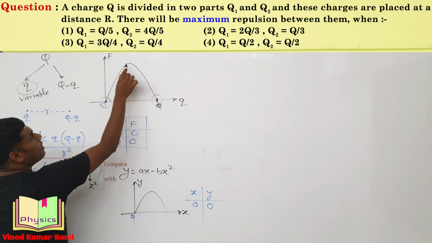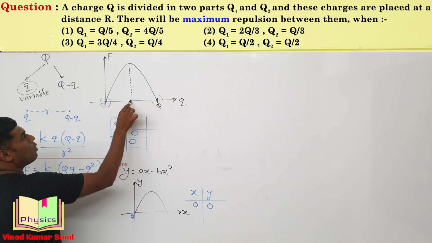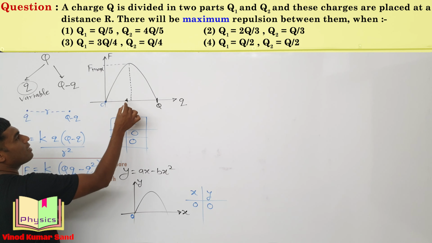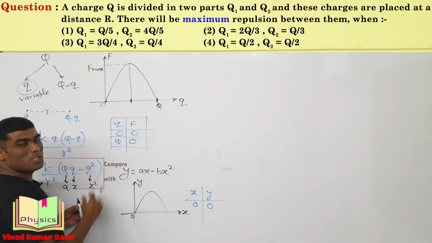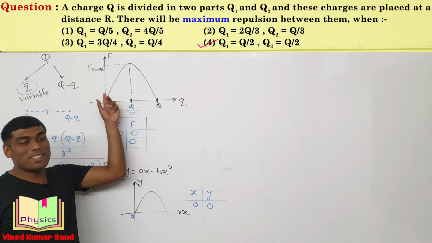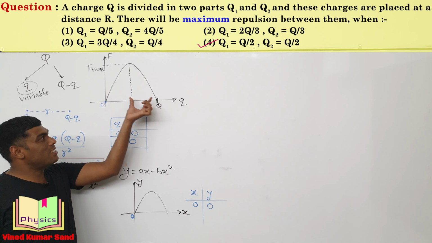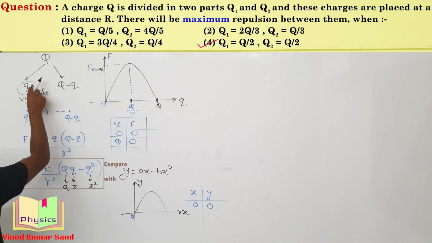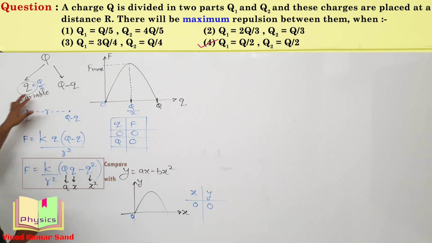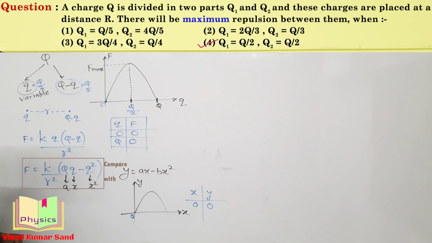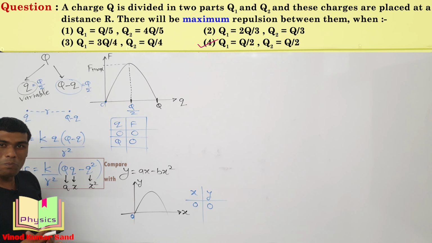It is clearly evident from this parabola mouth opening downward that we get the maximum value of the force when the value of small q is equal to, correct, Q by 2, because parabola is highly symmetric figure. This distance and this distance should be equal. So when the small q is equal to capital Q by 2, then this charge will also be remaining as capital Q by 2. I hope you understood the answer.